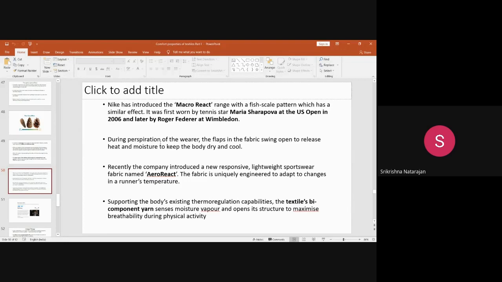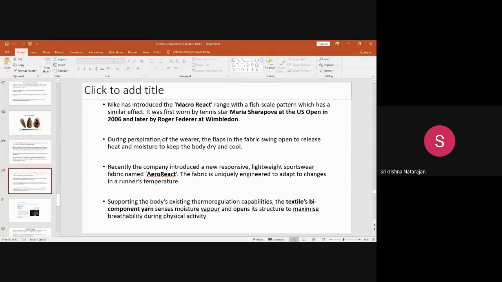And recently, a company introduced a new responsive, lightweight type of sportswear called Aero React. This is also similar to the one which we have seen, the Macro React, that will react to the change in the body temperature. For example, if a person is involved in a very high activity, at that time the body produces more sweat, so the structure of the fabric will open its pores so that it will allow the vapor to go out. And during the cool climate where the humidity is also lesser, at that time the pores will remain closed.